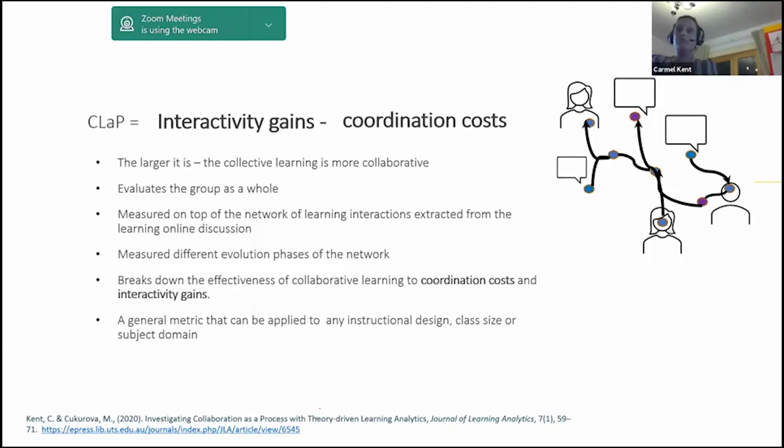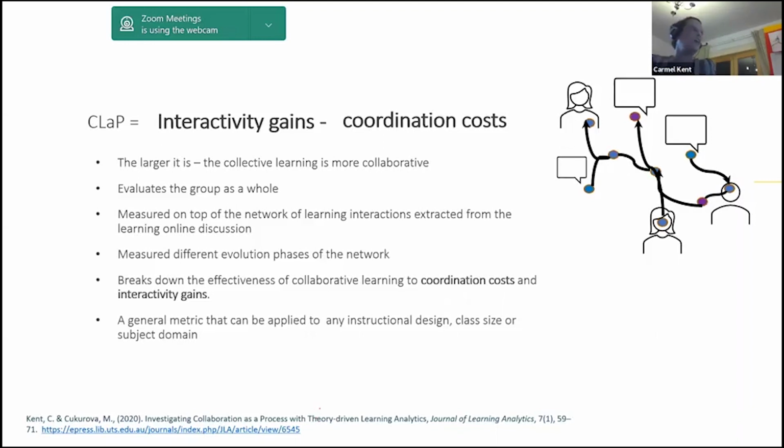A few things to mention, based on some assumptions that we had. So first, this is assessing learning as a process rather than an effect, an approach that employs a black box and makes it difficult to explain. Here, we can break up this CLAP index and look. So if the CLAP index is going up, then we can look at whether it went up because we have more interactivity gain or because we have less coordination cost, and the other way around.